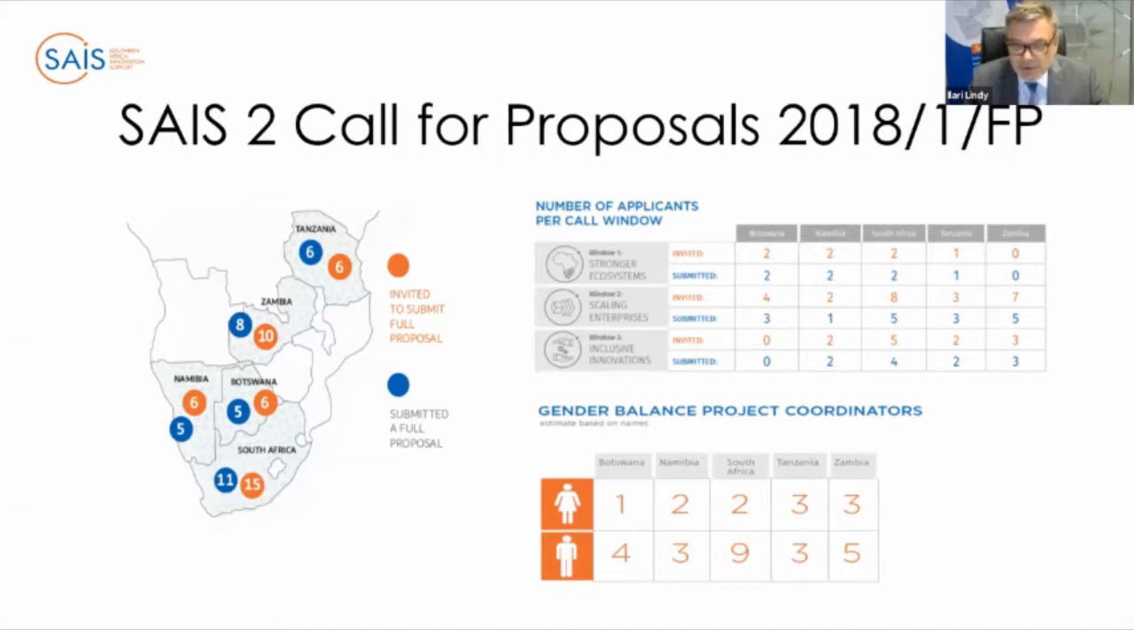After evaluation of the full proposals, we went down to 13 projects that were invited to the contract negotiations. During the negotiation, unfortunately, one project had to withdraw. So in the end, we were left with 12 projects to go forward.